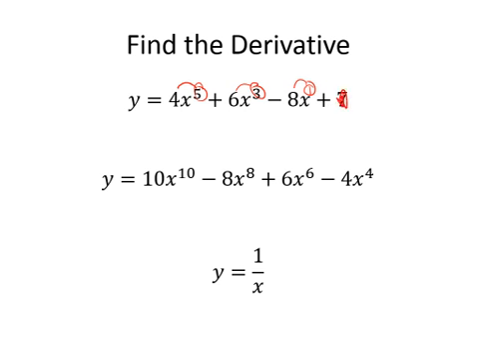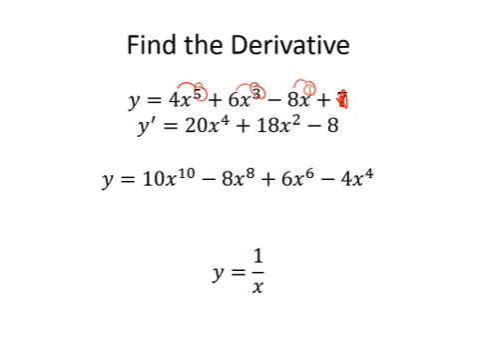So here we'd go 4 times 5, 20, 3 times 6, 18, 8 times 1, 8. So our coefficients are going to end up being 20, 18, and then negative 8. And now the variables are going to be x to the 4th, x to the 2nd, and then no x. And that's our derivative.